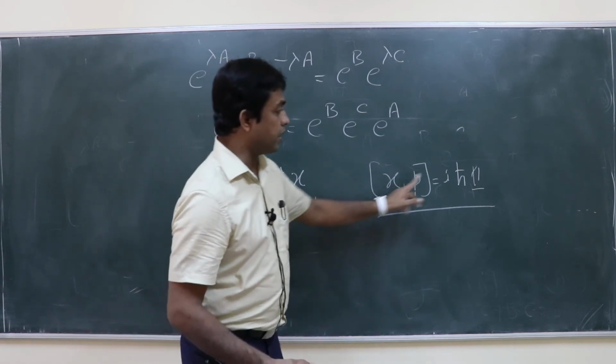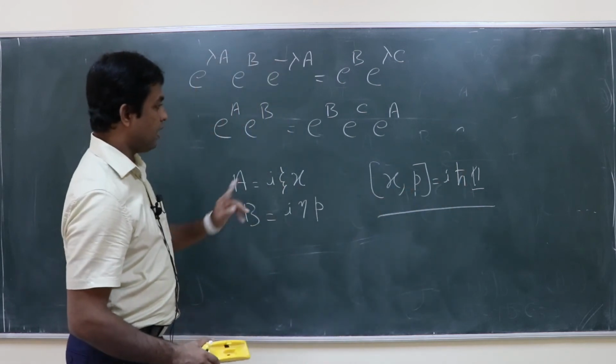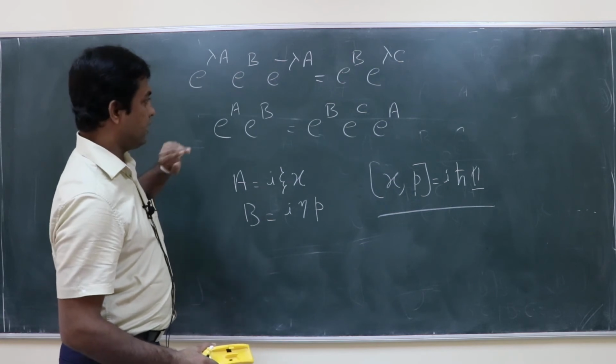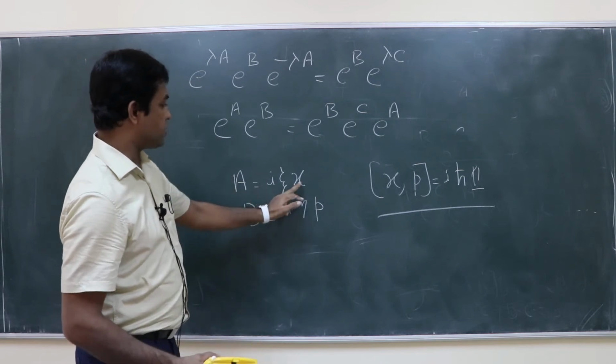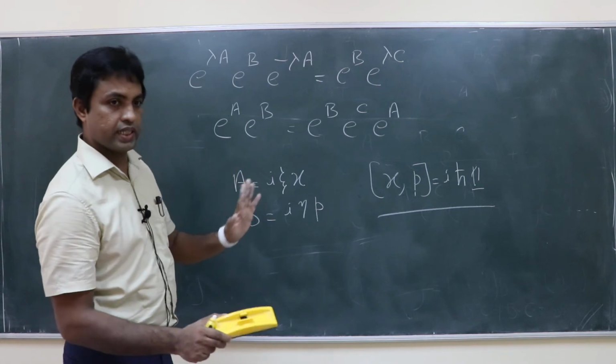And the x operator commutes with the c, and the p operator commutes with the c. Now substitute a and b here, then you get the answer for e power i psi x, i eta p. I will give you 2 minutes, all of you. So the question is clear, right?